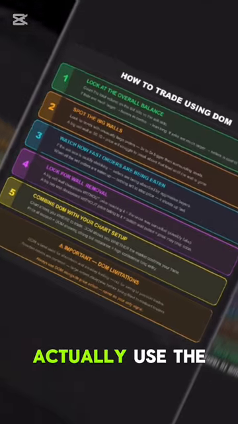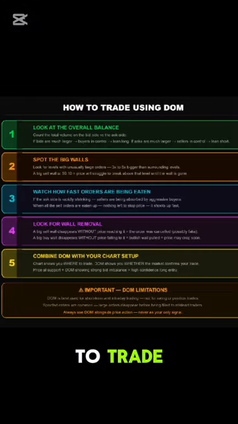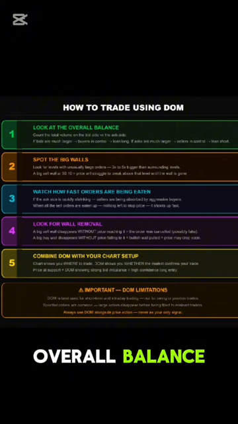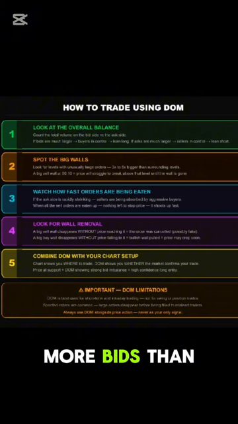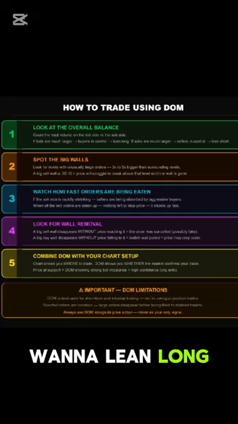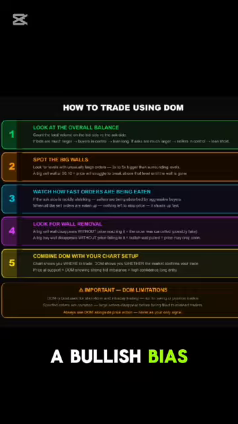So how can you actually use the depth of market to trade? Well, there are a few different steps that you can take that might help you along your edge. First up, you need to look at the overall balance. If there are more bids than asks, the buyers are in control, so you might want to lean long because now you know you have a bullish bias.